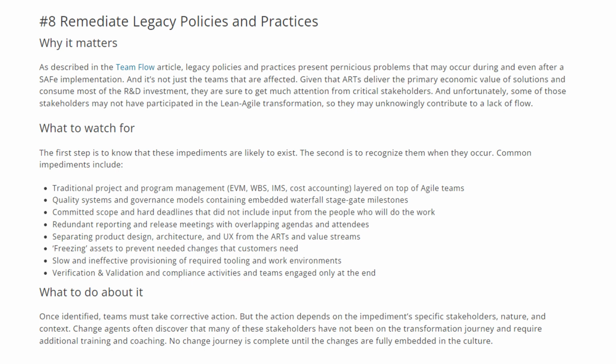So what do I do about it as a change leader or a value stream manager? Once you know that there are some legacy policies and practices, teams must take corrective action. But the action depends on the impediment's specific stakeholder nature and context. Change agents often discover that many of the stakeholders have not been on the transformation journey and require additional training and coaching. So no change journey is complete until the changes are fully embedded in the culture. So it is more of a culture change. A change leader or a transformation leader needs to understand this cultural factor and take care of it accordingly.